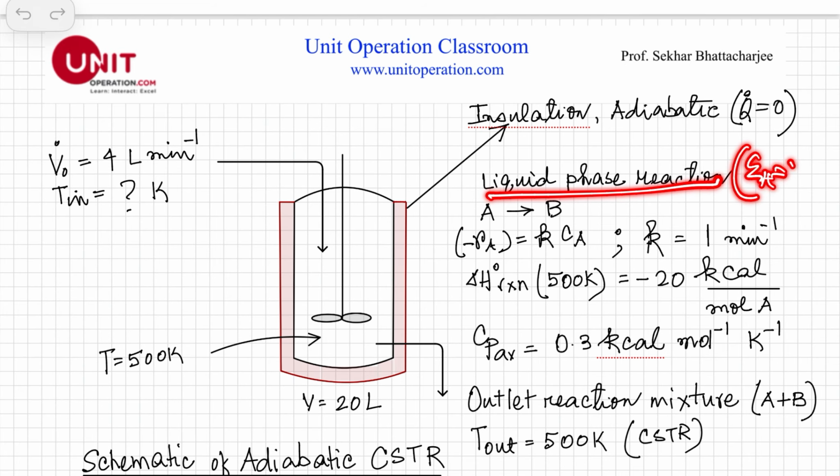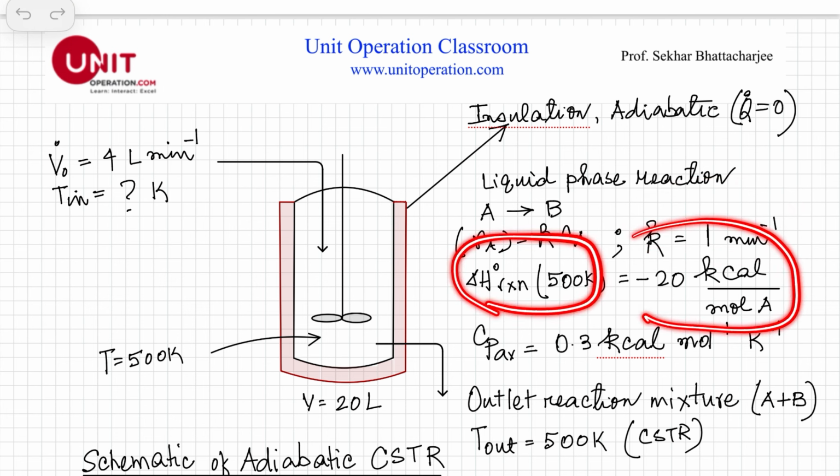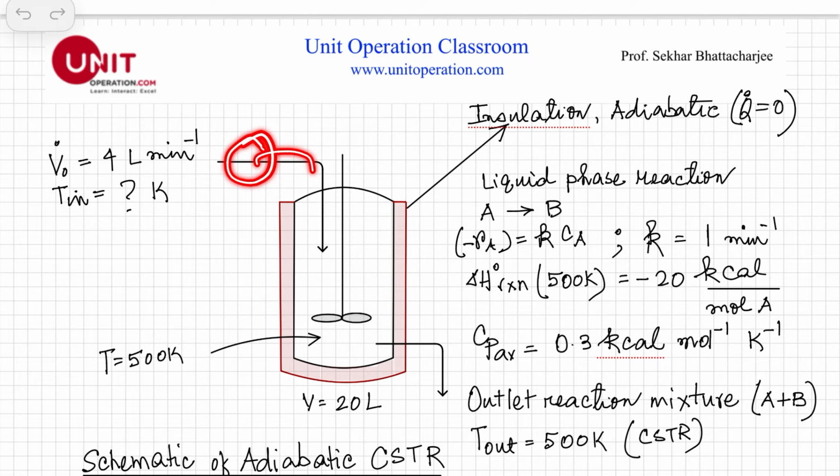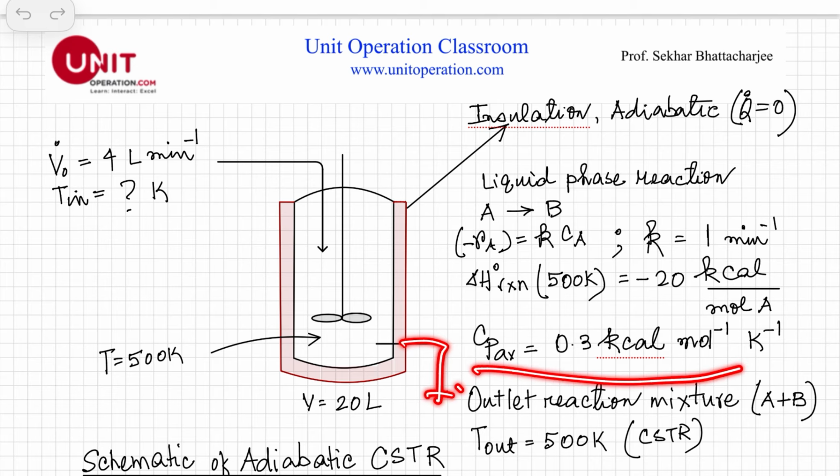A equal to 0, the expansion factor. This is the reaction. So basically the value of A is given, the heat of reaction is given. And the CP average, that means the CP of the inlet feed, the mixed reactor and the product going out, is already given. So this is an exothermic reaction.